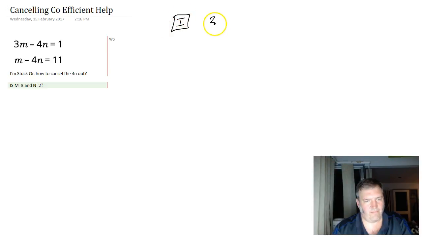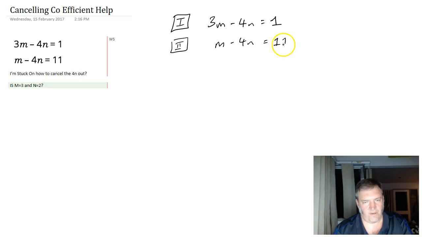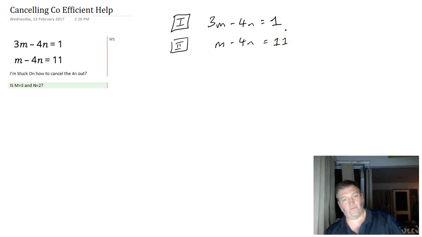The first one, 3m take 4n is equal to 1. Got to look at what I'm doing. And the second one, m take 4n equals 11.